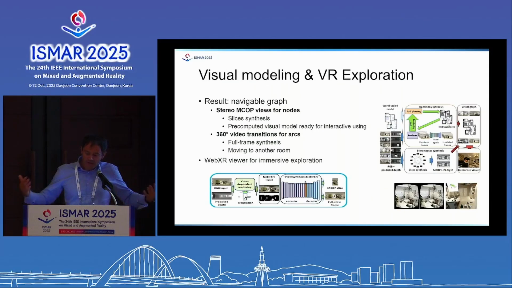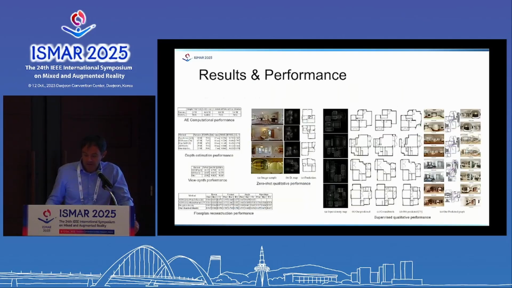As a result, we have a visual model that is a navigable graph that can be run using a WebXR viewer, with a head-mounted display or a mobile device. In this graph we have stereo multi-center of projection views for each node, and there we synthesize slices in order to reconstruct a pre-computed representation, and we also compute a 360 video transition as an arc of our graph in order to have the movement between rooms.